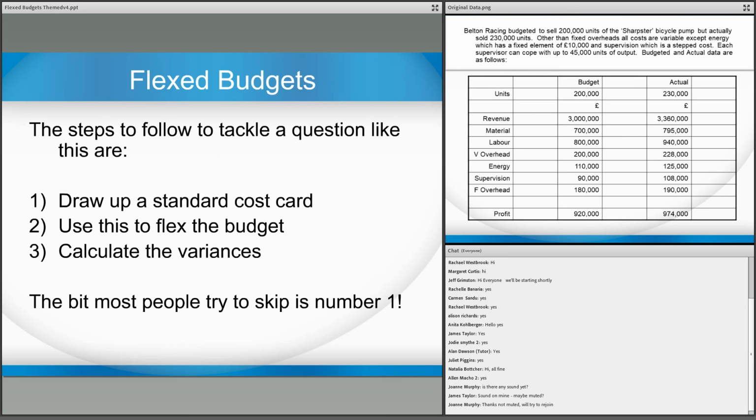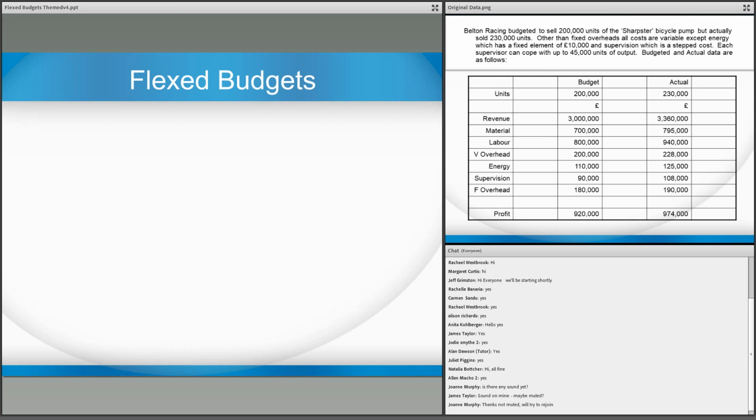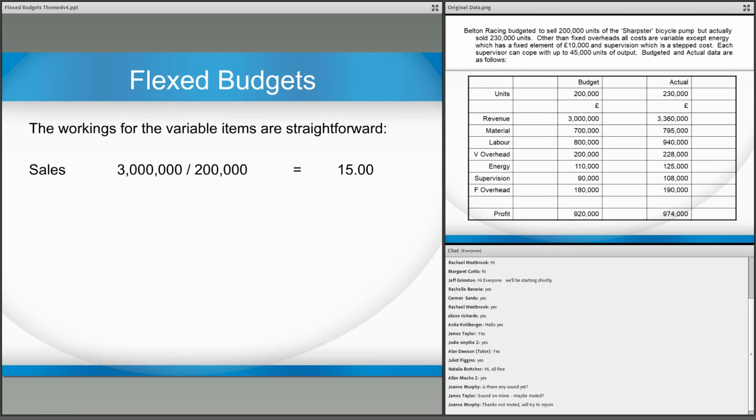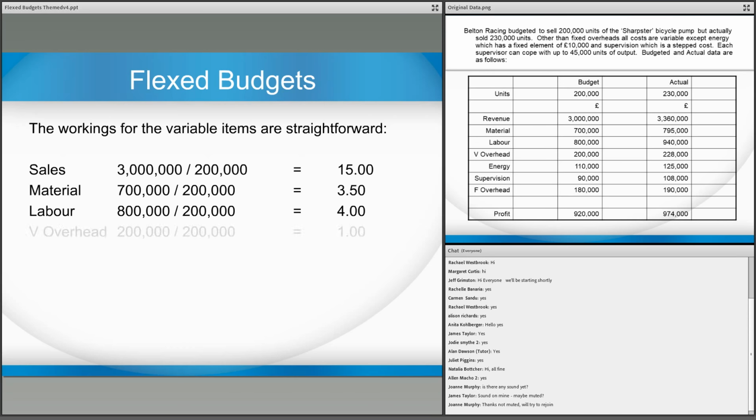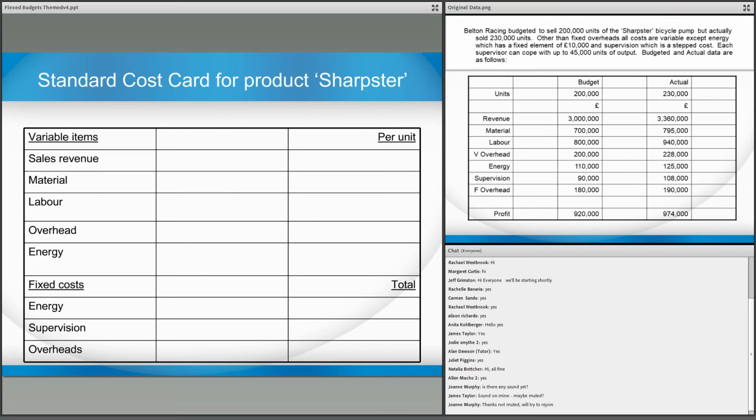So let's break down the original budget into its constituent parts and let's draw up the standard costs. So looking at our budget for the variable items, these are fairly straightforward. Sales £3 million divided by 200,000, that's £15 a unit is our budgeted selling price. Material 700 over 200, that's £3.50 a unit. Labour £4 a unit. Variable overhead £200,000 in the budget for 200,000 units. We expect £1 a unit. So having worked those out, here's our standard cost card.